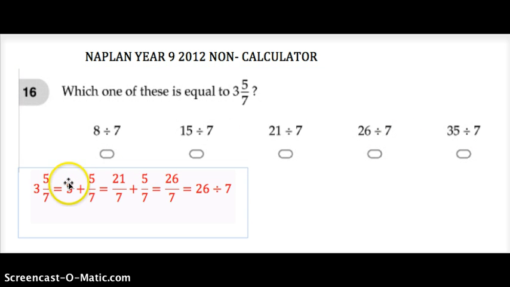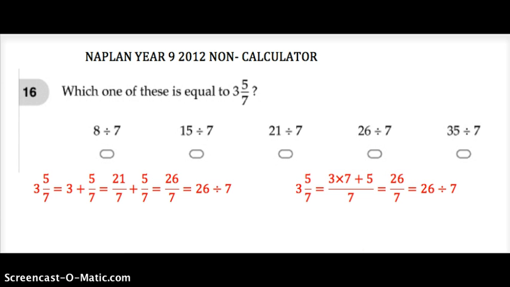So what we're going to do is write 3 as something over 7. So 3 is 21 divided by 7. So again, 3 and 5/7 means 3 plus 5/7. I'm going to write the 3 as 21 over 7, and I'm going to keep this plus 5 over 7. Because the denominators are the same, we can keep the denominator as 7, and 21 plus 5 is 26. So that's equal to 26 divided by 7, because 26 over 7 means 26 divided by 7.